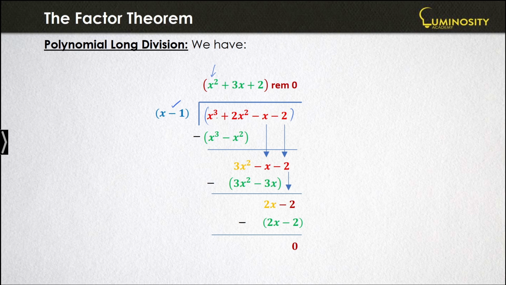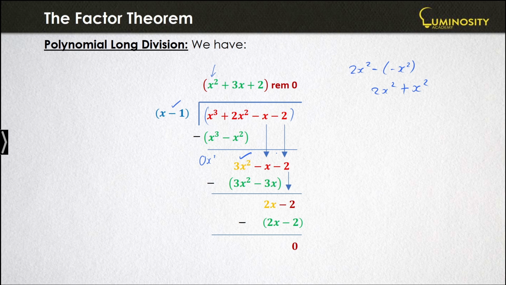Okay, so now if I subtract these two, x cubed minus x cubed, that's 0x cubed. 2x squared minus negative x squared, that's equivalent to 2x squared plus x squared. So that's where I get 3x squared. And then I bring over the remaining terms, negative x and negative 2.